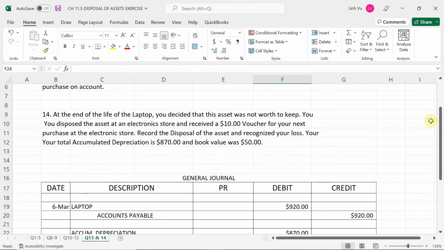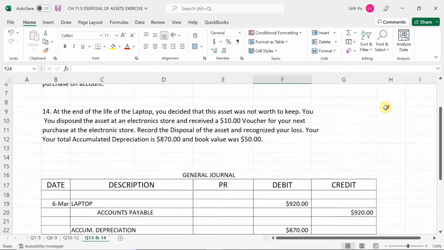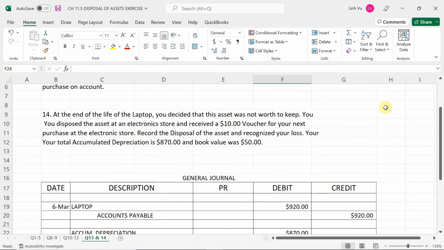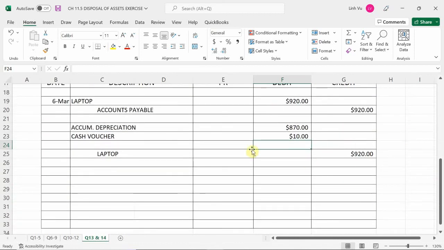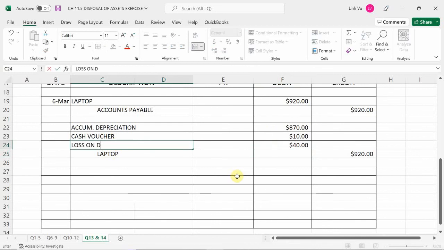$40. You lost $40. There you go. Good. Because you got $10 out of the $50 that you lost. So in this case, you lost $40 out of it. And that's what you're gonna recognize here as your loss. You only lost $40 for loss on disposal of asset. Okay? All right.